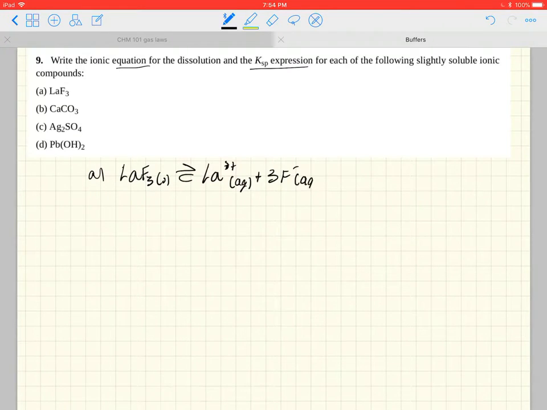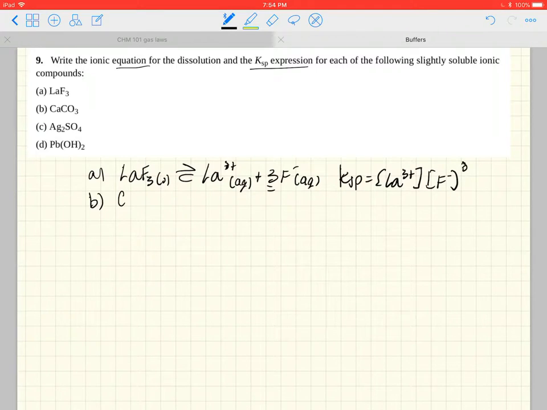Fluoride is in the halogens, where those ions have a -1 charge. Calcium carbonate. Oh, I forgot to write the Ksp. Ksp here would be equal to the lanthanum concentration times the fluoride ion concentration. Okay, and since we have a 3 there, this would be cubed.